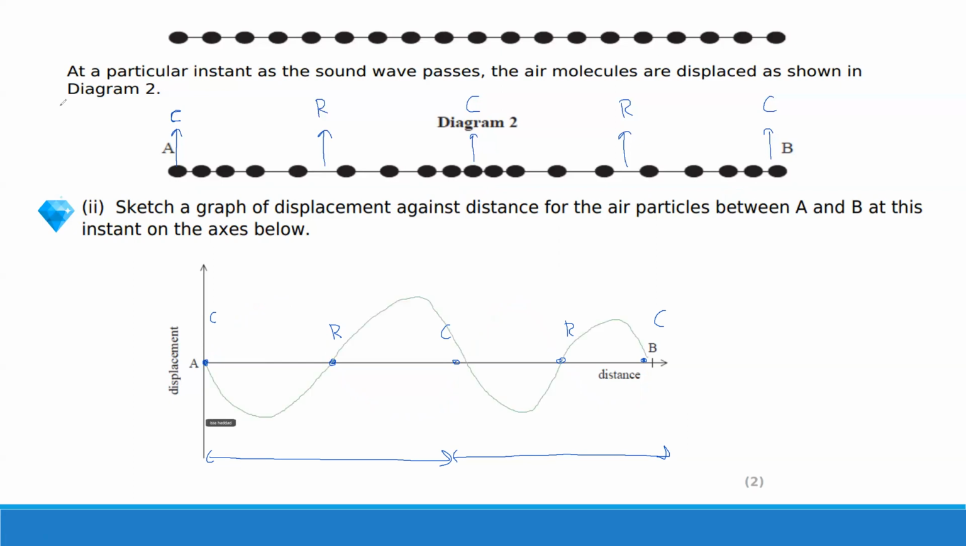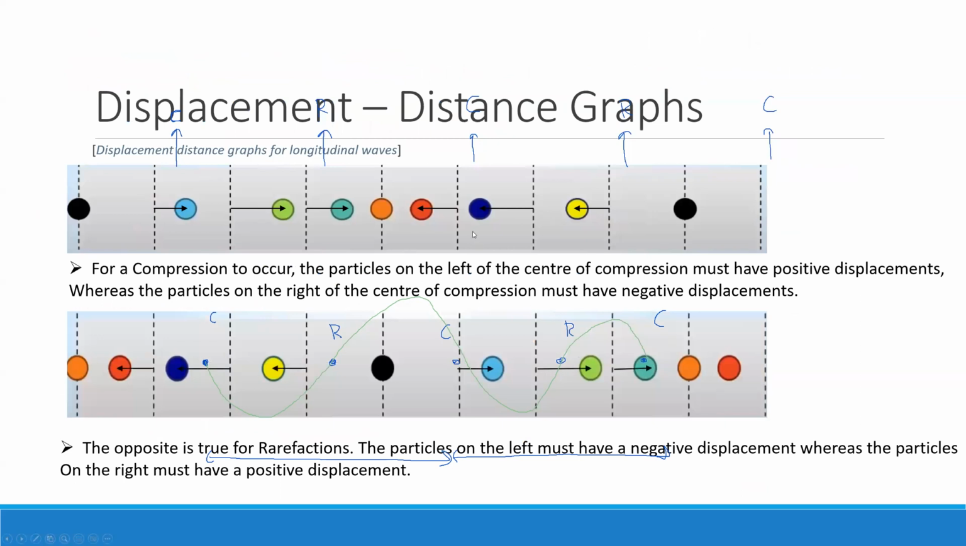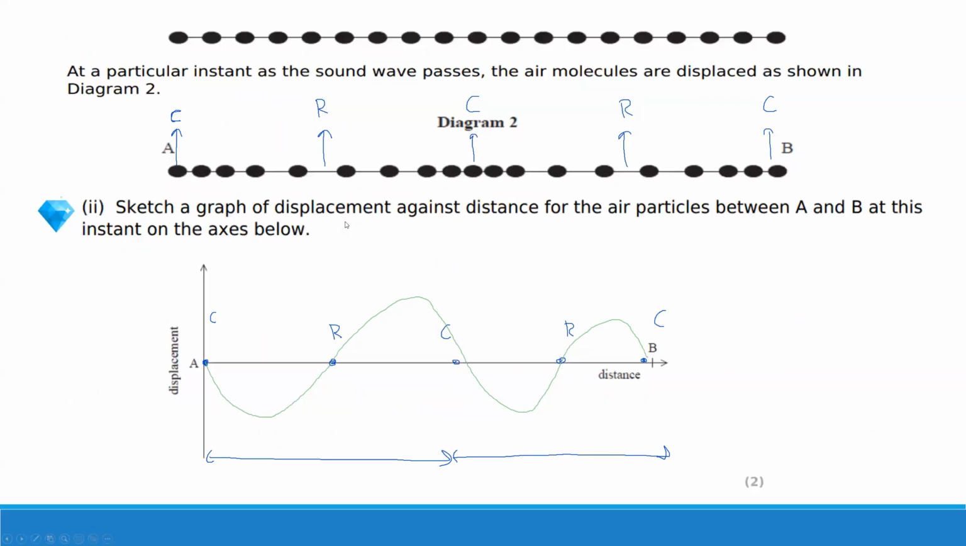Good, Isa, fantastic. And this is the correct graph because we know that in a compression, the particles on the right have a negative displacement. Let's go back to the slide. The particles on the right of a compression, look at the red particle, it has a negative displacement, whereas the particles on the left of a compression have a positive displacement. And that's what Asa basically did. He was showing that the particles on the right of a compression have negative displacement. So that is why this is a compression.